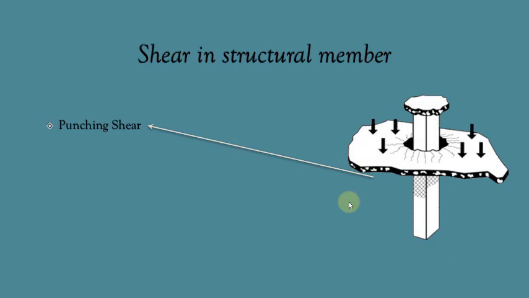Punching shear is a failure mechanism in structural members like slabs and foundations by shear under concentrated load. Punching shear is the possibility of punching a thin member by a concentrated load. In flat slab structures, this occurs at column support points as shown here. This failure is due to punching shear.